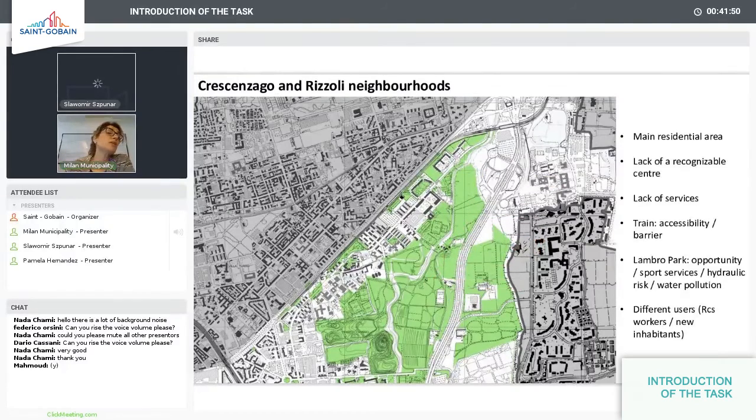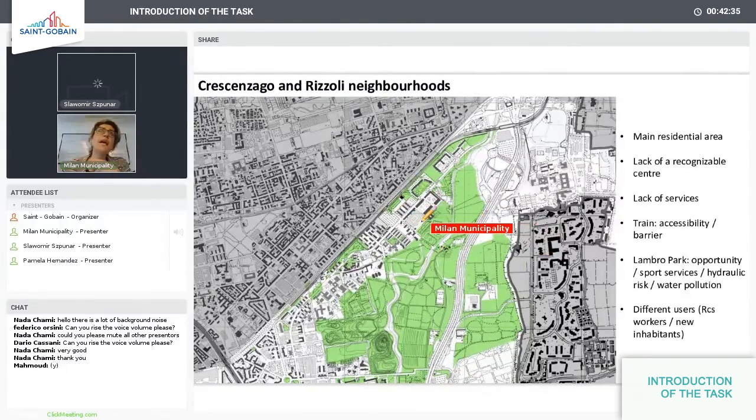But at the same time, it's a peculiar river, because it's a very polluted river. So this is another element: for a long time this part of the park was a sort of back, rear, not a place in which you can stay. So there are a lot of possibilities and a lot of work to do in order to make this part of the park a center and not only a rear.